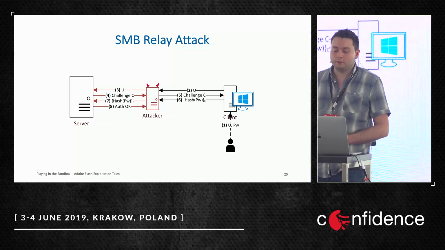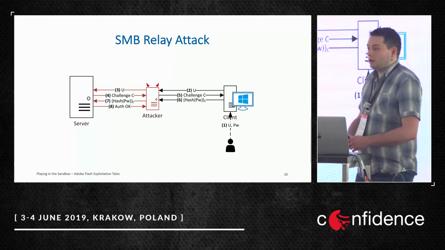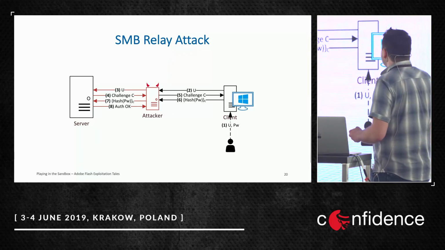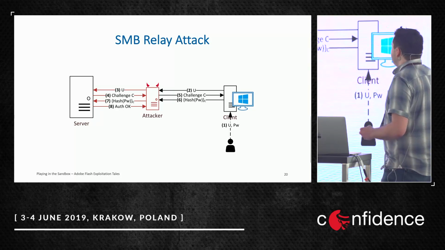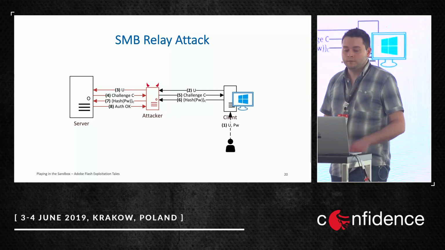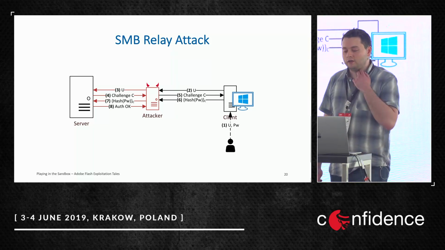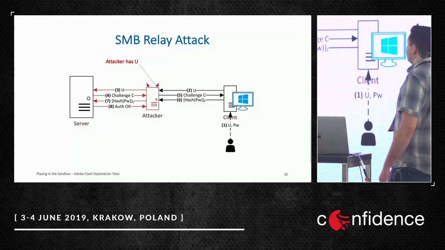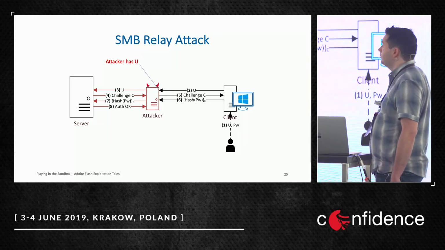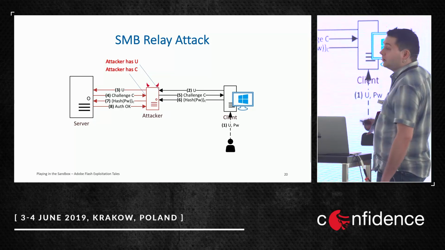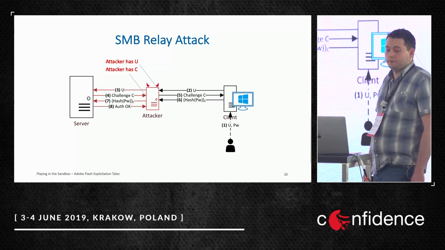There's an attack called the SMB Relay Attack, and again, I will briefly go through how this works. So the user logs onto the Windows machine, and then we'll try to access some resource on the server. But this time, there's an attacker in the middle. And so what will happen is the Windows client will send the username, and that means the attacker has the username. Now, the attacker will forward the username to the server, and the server will respond with a challenge, and that means the attacker has the challenge.